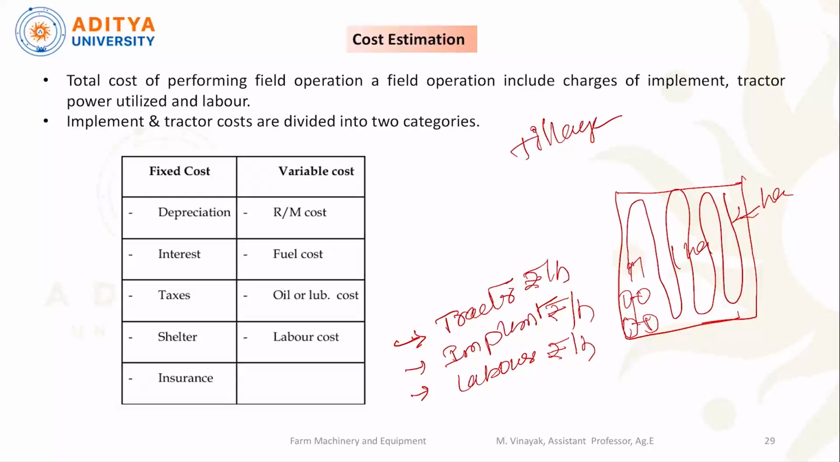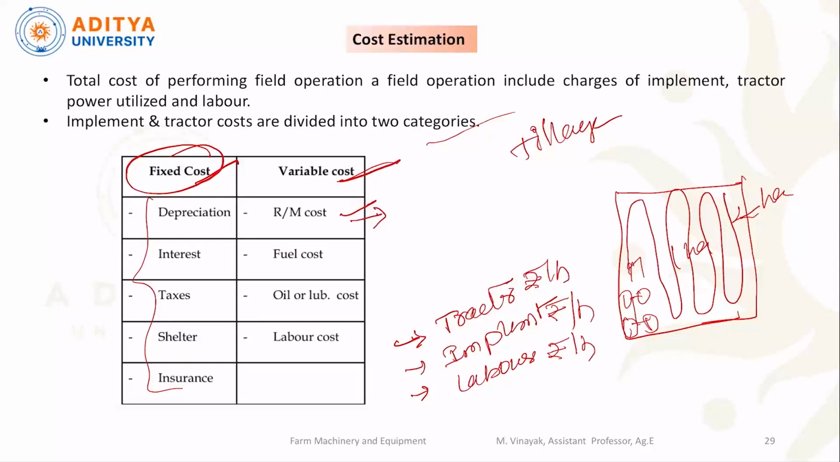Next one, the implement and tractor cost is divided into two categories: fixed cost and variable cost. Regarding the fixed cost: depreciation, interest, taxes, shelter and insurance. These are the fixed costs. They cannot be changed. The fixed cost is also called the initial cost. Next one is the variable cost, such as repair and maintenance cost.